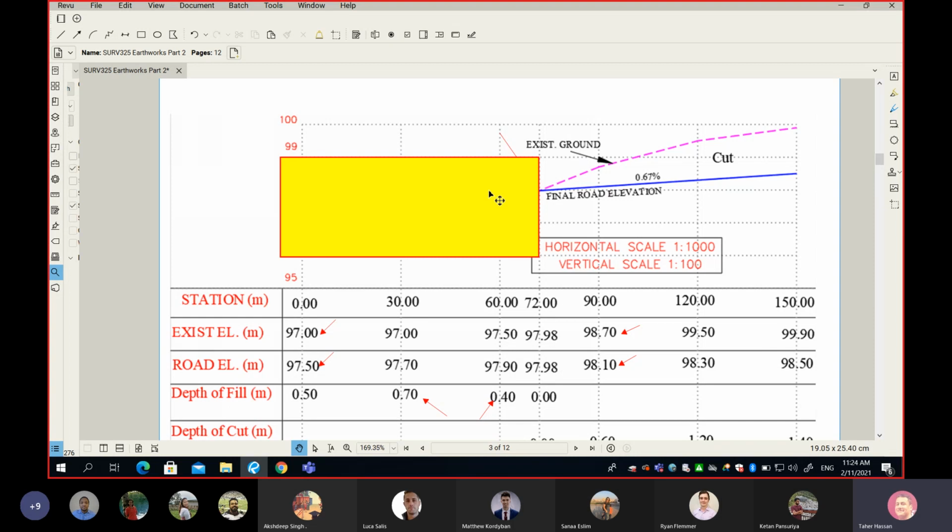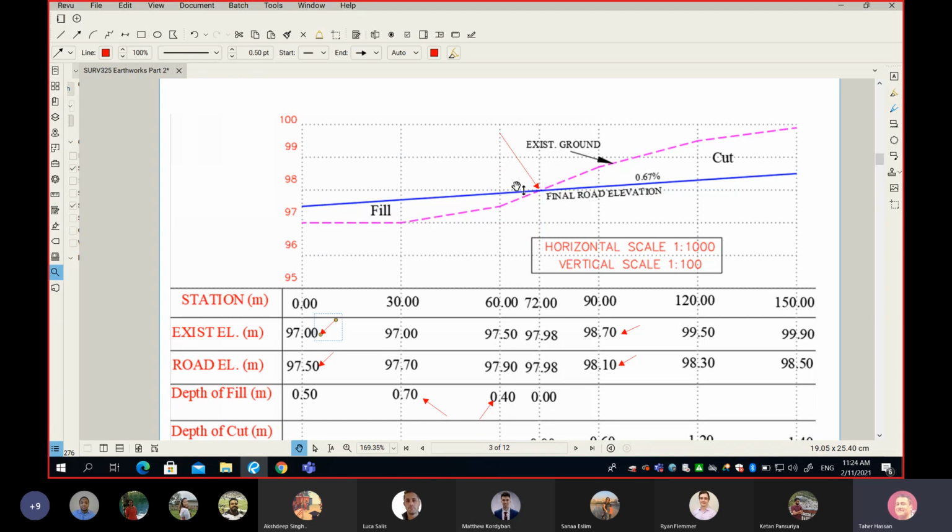So obviously we don't mix between cut and fill. We have to find the cut volume by itself, and the fill volume by itself, and report them separately. Now, before we do that, we need to find where is the cut. Where is the transition point? This point here is an important point, and we have to figure out where.